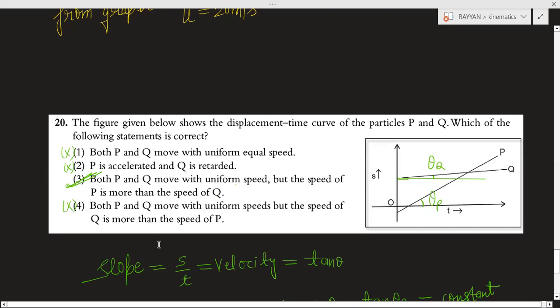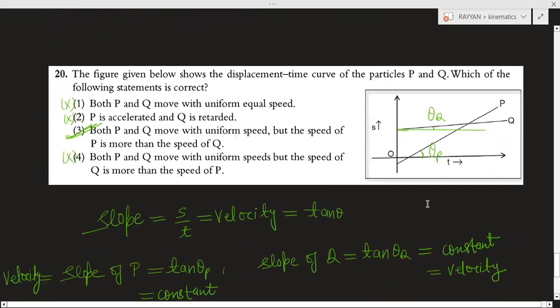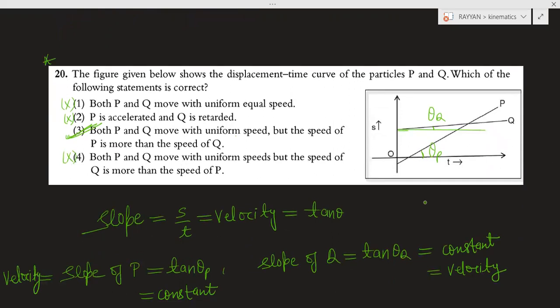And the fourth statement will be incorrect. Why? Because both P and Q move with uniform speed, but they are saying the speed of Q is greater, while we know the speed of P is greater. This is also a good question, I will say.